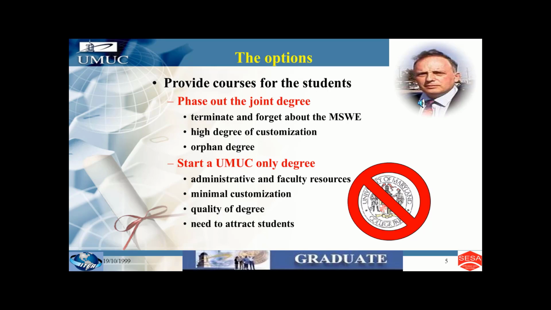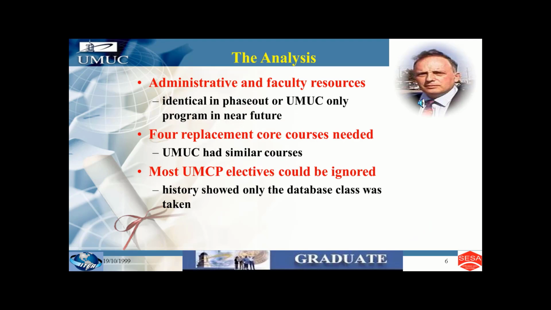On the other hand, if we start our own degree, we're going to require administrative and faculty resources. The advantage is minimum customization because we'll have classes that we'll run. But what about the quality of the degree? And we're going to need to attract students. Will the students come to a University College only degree? After all, it's College Park that is very highly ranked in their School of Computer Science and Engineering. So we applied systems engineering principles to solving the problem. We made the decision and then generated the analysis to justify what we had decided.